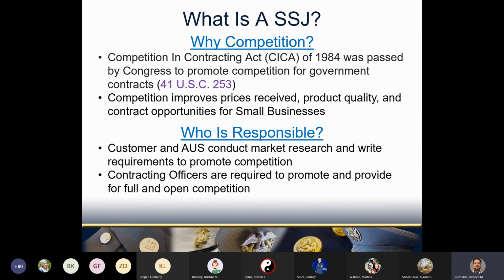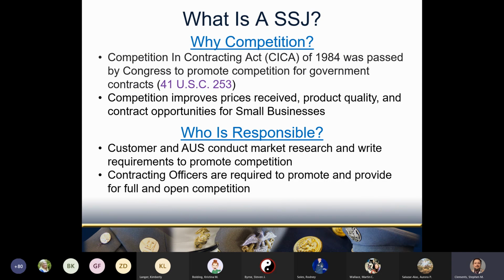Doing so helps diversify our pool of vendors and avoid being stuck with bad service from monopolies. And so, who's responsible for promoting competition? The short answer is everyone involved in the acquisition process. That's the CO, that's the customer, and that's us, the AUS. We all have different ways we can do it.